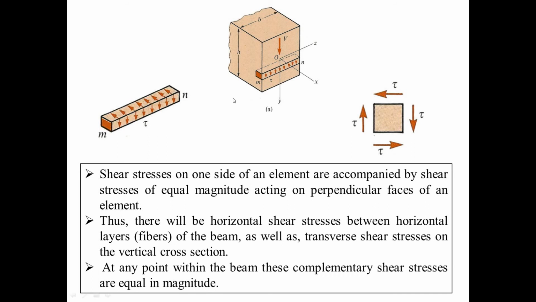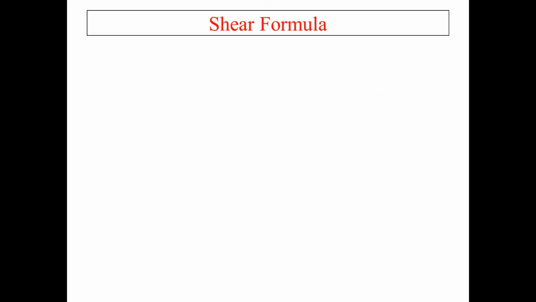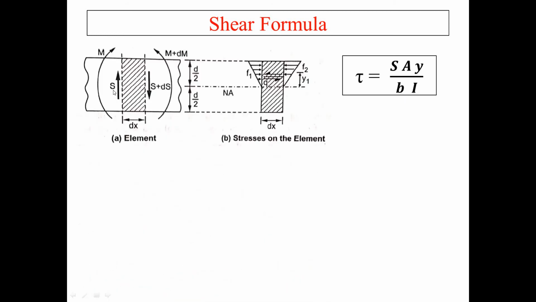And what we are going to decide is, we are going for the shear formula, and this formula is for the horizontal shear stresses under non-uniform bending. So tau is equal to SAY upon BI. So let us take the case, where it is non-uniform bending.